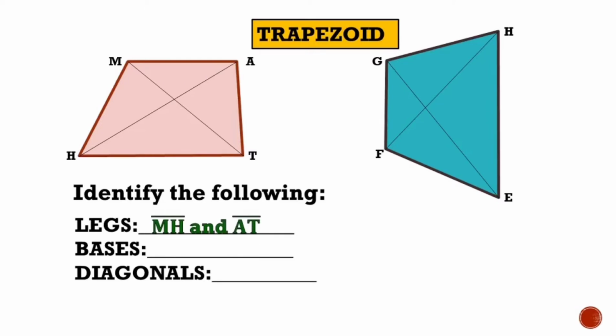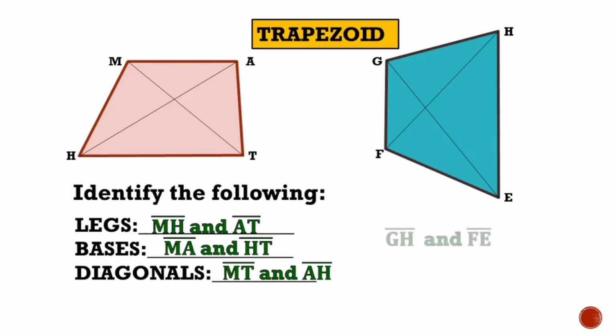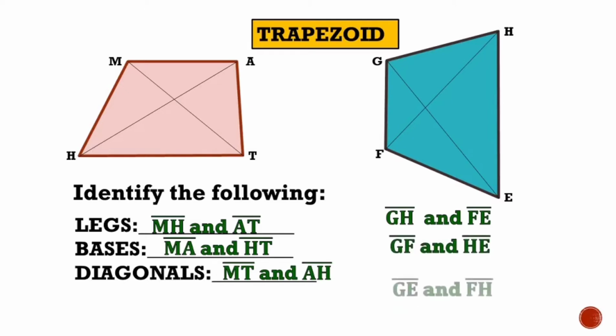Yes, we have segment MH and segment AT. The bases are segment MA and segment HT, while the diagonals are segment MT and segment AH. Next, we have trapezoid GHEF. The legs are segment GH and segment FE. The bases, segment GF and segment HE. And the diagonals are segment GE and segment FH.